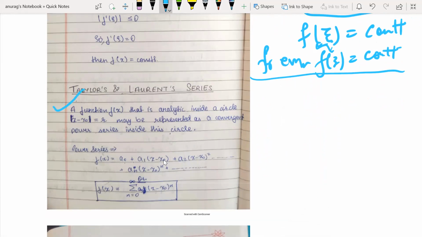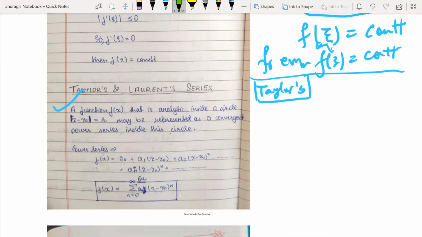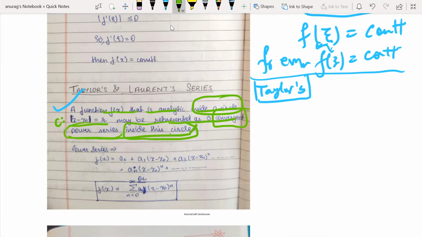Now the Taylor series, most important. Taylor series and Laurent series are very important from the exam point of view, and they are actually very easy, so you can understand them better here. A function f(z) that is analytic inside a circle mod z minus z naught equal to r may be represented as a convergent power series inside the circle. So the important point is we are dealing inside the circle only, and it can be represented as a convergent power series, meaning its sum is finite, and it's a converging power series.